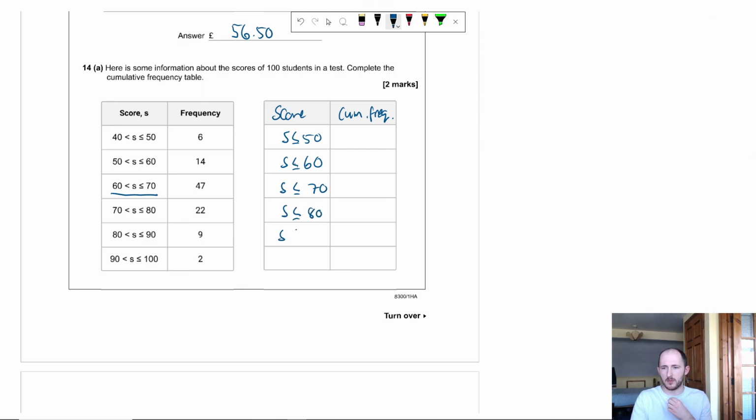But just so you know, if they do write it in the way I'm writing it now on the right hand side, that doesn't mean that they're wrong or anything like that, okay? It's just a different way of writing it. Now, the cumulative frequency, all you do is you're adding the numbers as you go along. So we have 6 here, and the next one is 6 plus 14, so we have 20. And then we have another 47, so that's 67. Another 22, that's 89. Another 9, that's 98. Another 2 gives me 100.